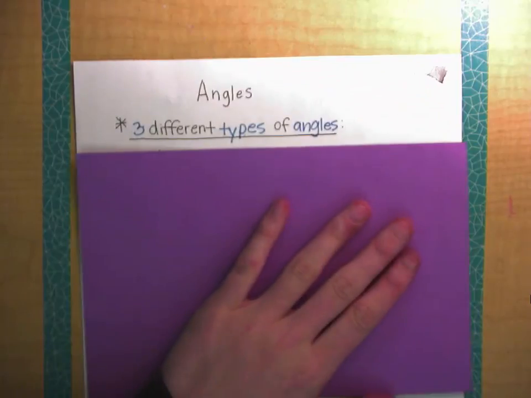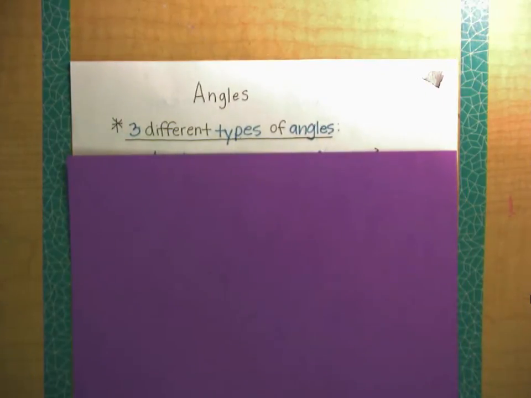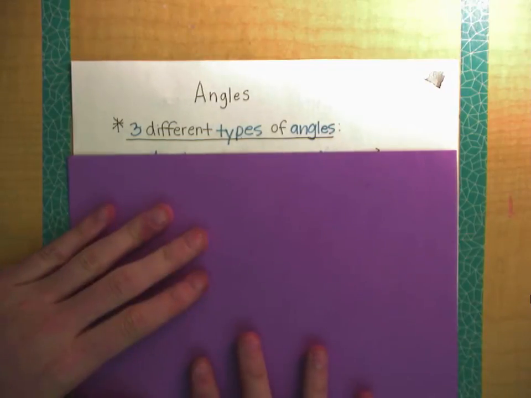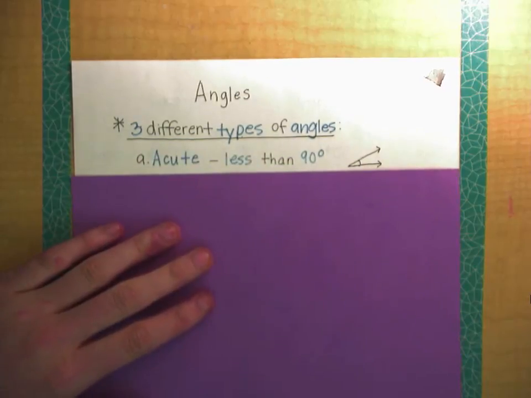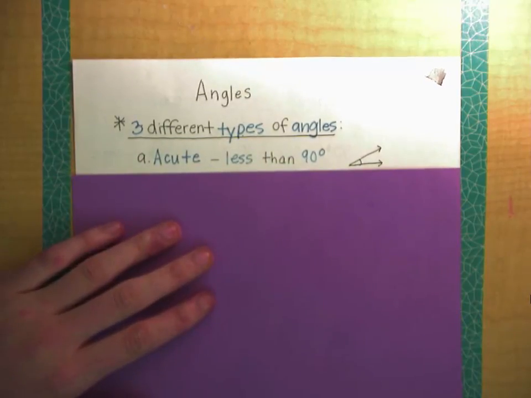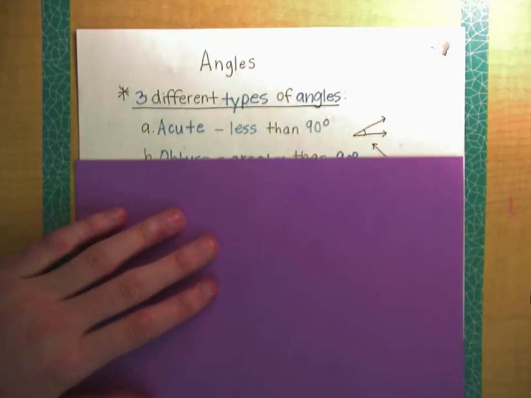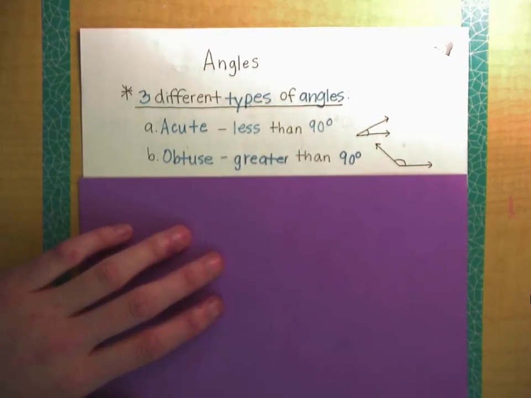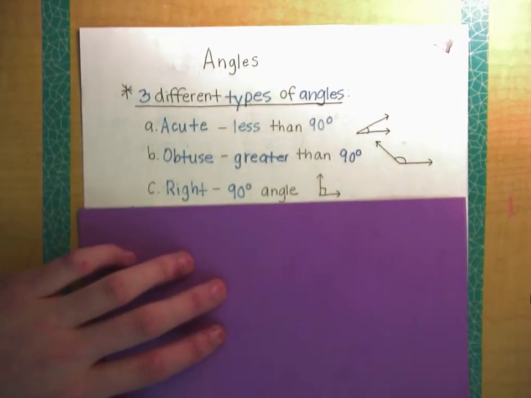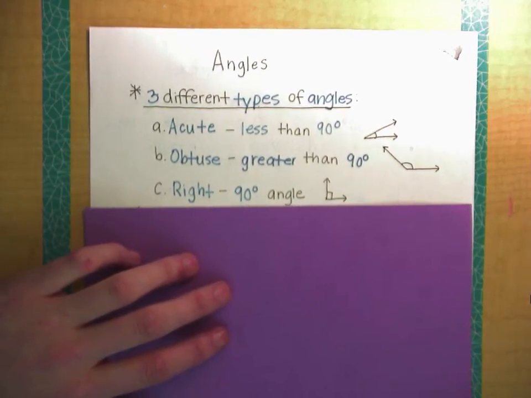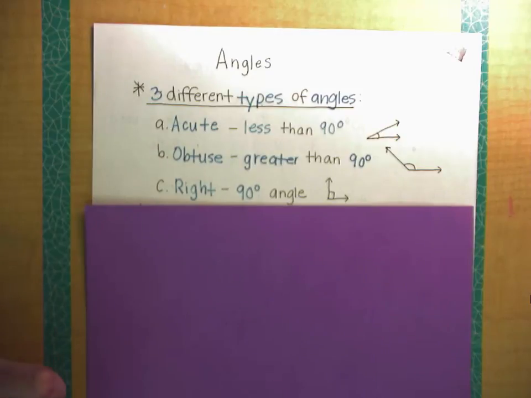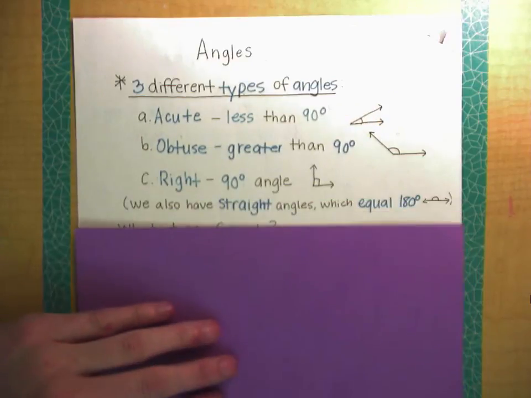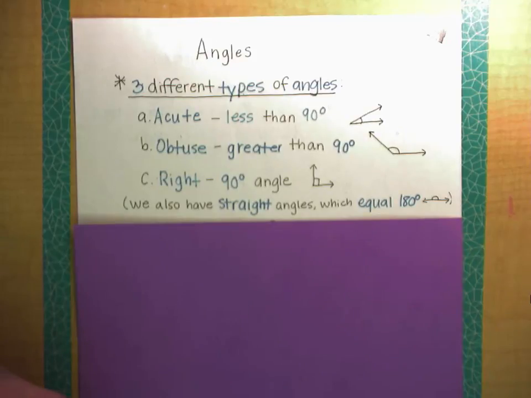All right, let's do a quick recap. What was the first type of angle that we looked at? And an acute angle is what? Less than 90 degrees. What was the second type of angle we looked at? And an obtuse angle? It's greater than 90 degrees. What was the other type? And it's how many degrees? Okay. And there was one other type of angle we looked at. Straight angles, which are 180. Okay.